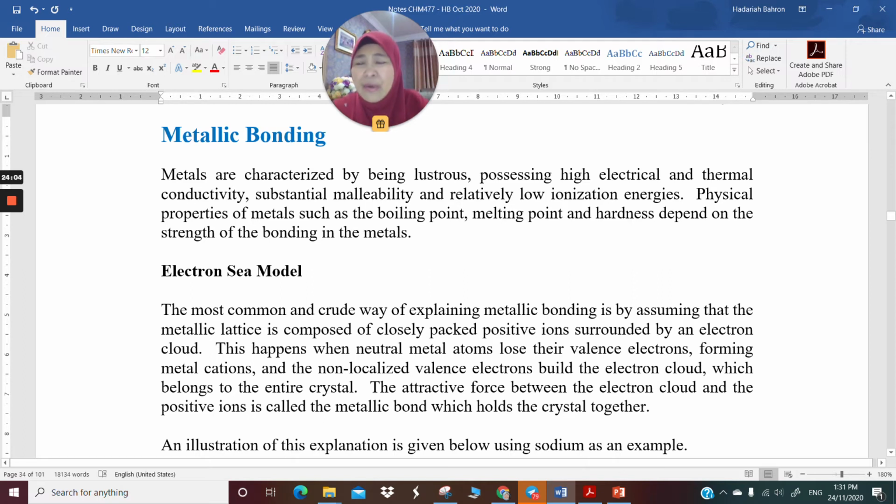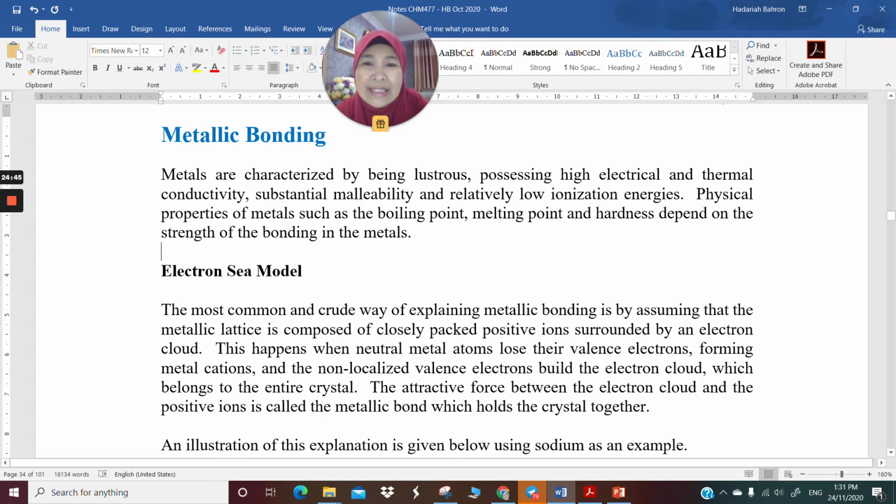Metals, everybody doing chemistry knows the general characteristics of metals. Metals are characterized by being lustrous. What does lustrous mean? It means it's shiny. It has luster. If you listen to many advertisements about good skin, lustrous skin, it is like shining, glowing. Metals possess high electrical and thermal conductivity; they are very good electrical and thermal conductors.